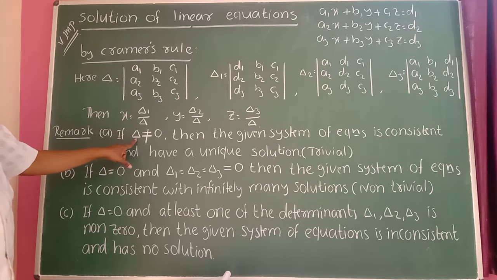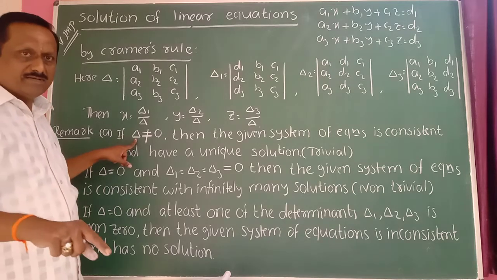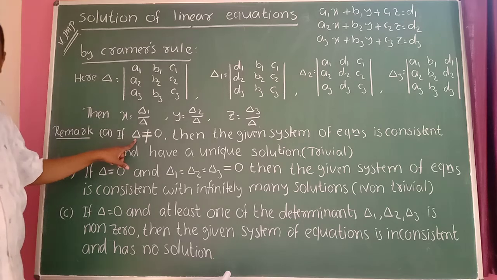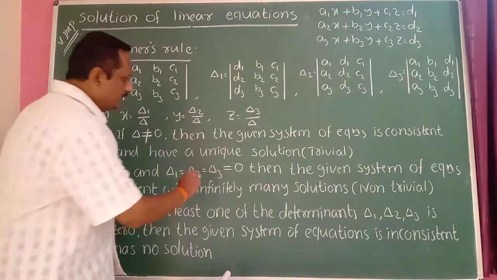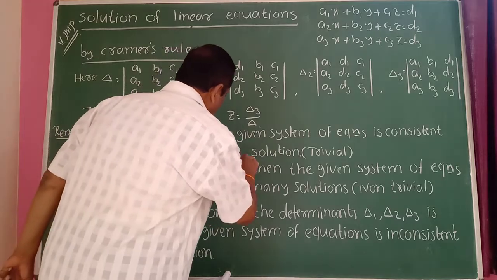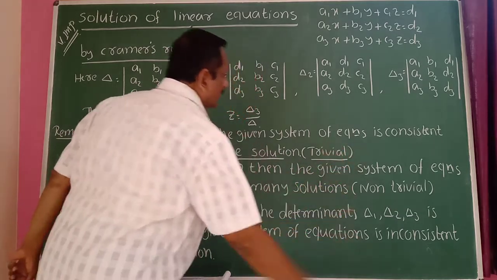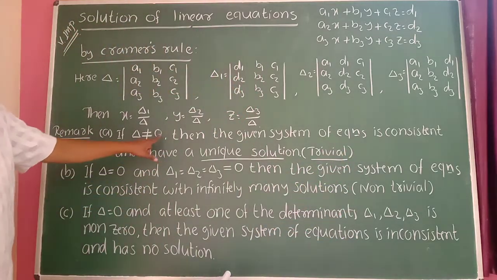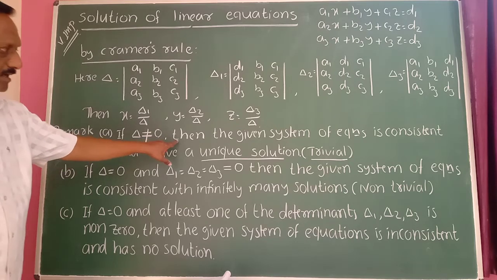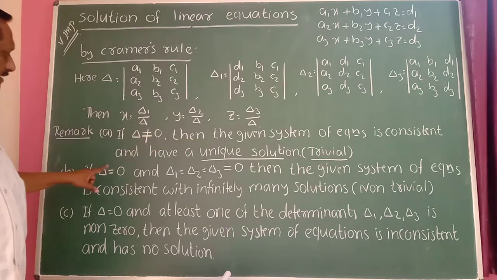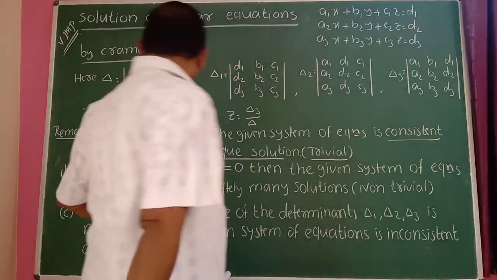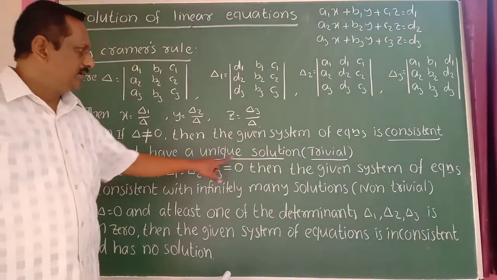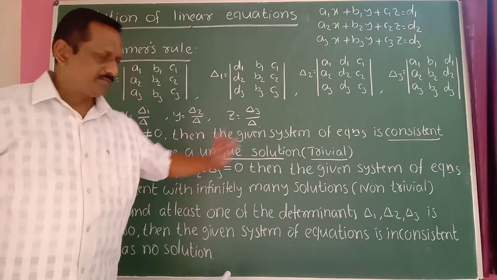If delta is not equal to 0, just like the previous matrix method, even here, if delta is not equal to 0, it has a unique solution. Unique solution means it is trivial. If delta is not equal to 0, the given system of equations is consistent and has a unique solution, hence it is said to be trivial.